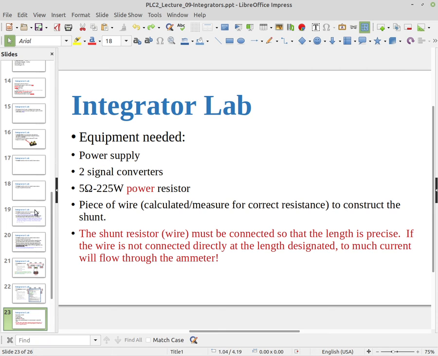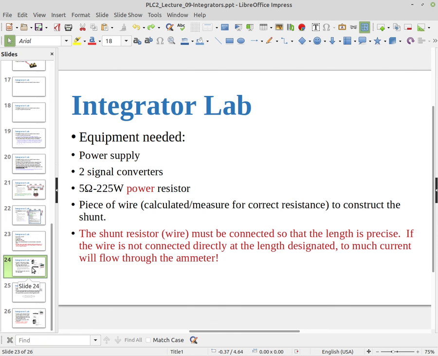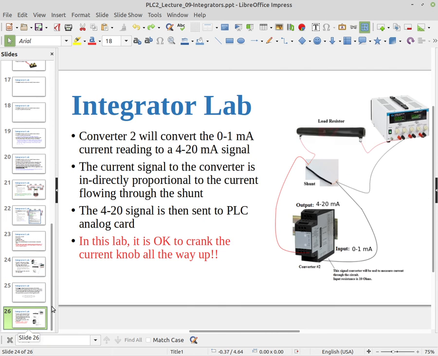Alright, so our ammeter is actually going to be one of those I-to-mA converters that we use for the load cell. That converter has an option to read between 0 to 1 milliamp. So what we're going to do is build a shunt, which is just a conductor that we know the resistance of, and we're going to wire that in parallel.